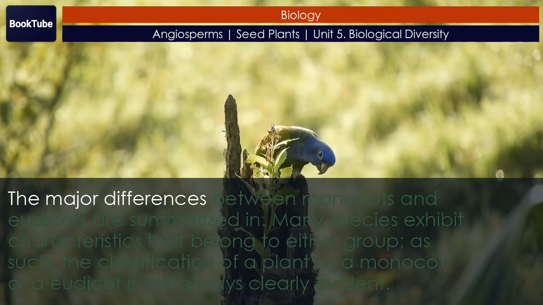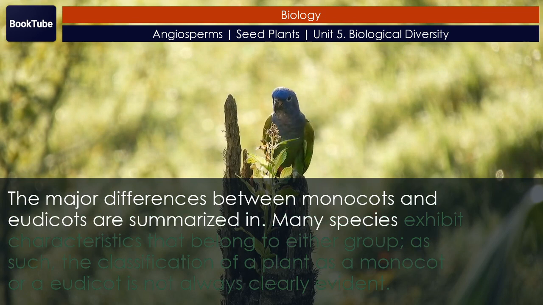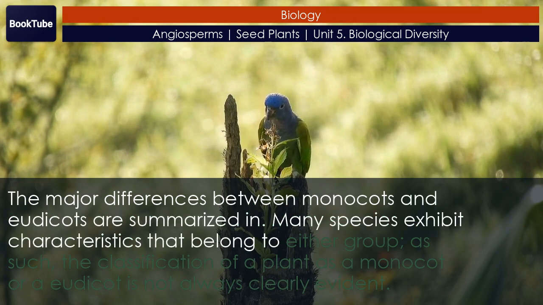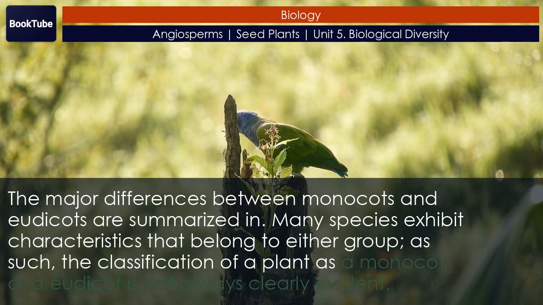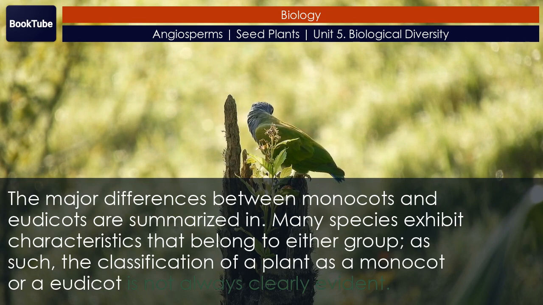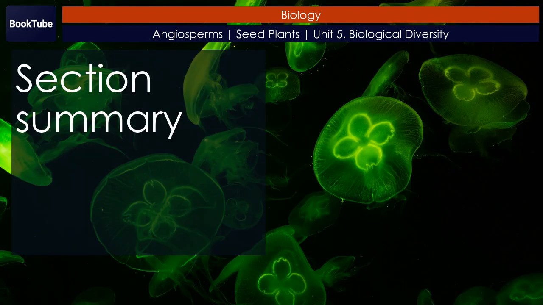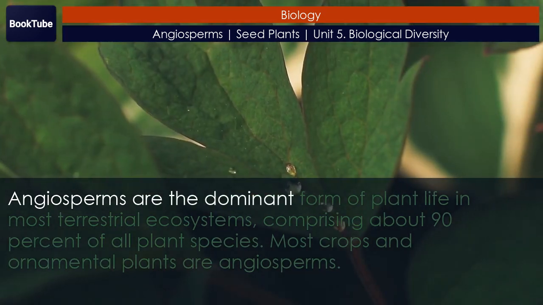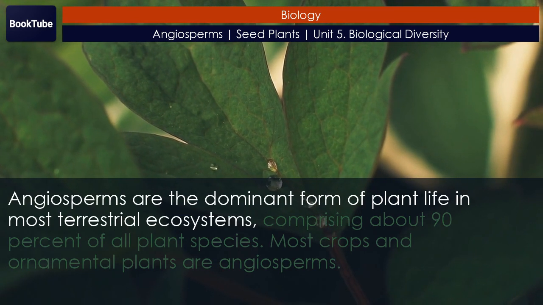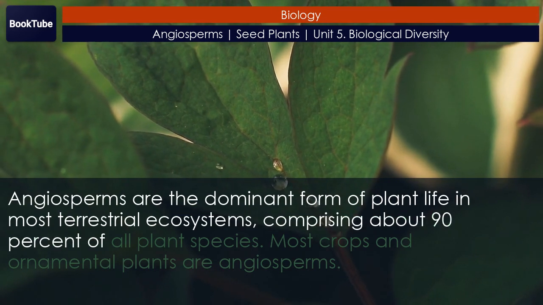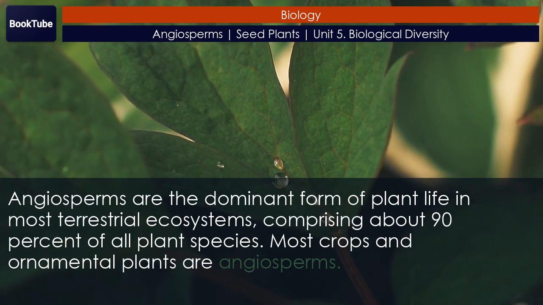The major differences between monocots and eudicots are summarized in the table. Many species exhibit characteristics that belong to either group. As such, the classification of a plant as a monocot or a eudicot is not always clearly evident. Section summary. Angiosperms are the dominant form of plant life in most terrestrial ecosystems, comprising about 90% of all plant species. Most crops and ornamental plants are angiosperms.